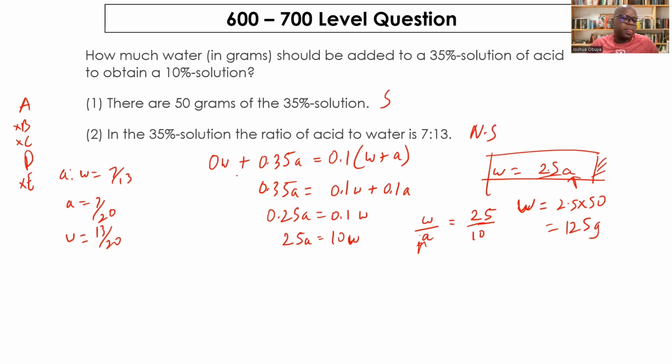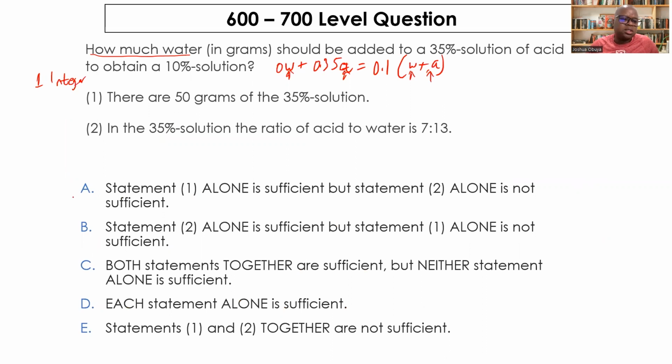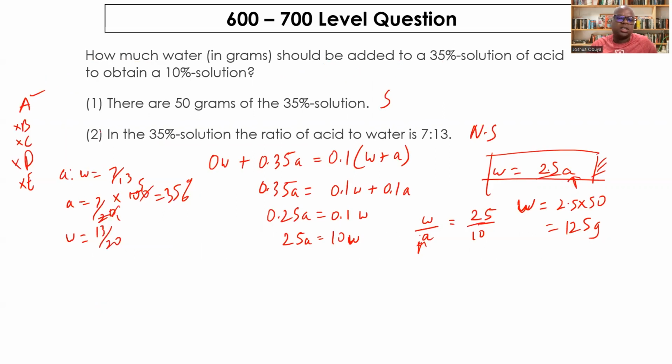It's not sufficient. In fact, let's see. The acid is 7/20. Let's convert to percentage, times 100. We get 35%. It's just telling us what it is. So it's just cyclical, not giving us any new information. So this rules out D, and A remains to be the answer. So statement 1 alone is sufficient.